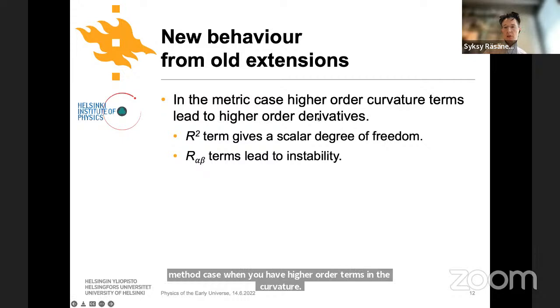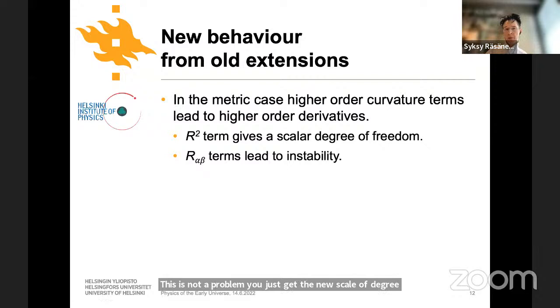For R squared or any function of the Ricci scalar, this is not a problem. You just get a new scalar degree of freedom that's healthy. This just means that you have to discuss Higgs inflation, arguably any inflationary model that starts with a scalar field, as a two-field inflationary model, because you necessarily also have the R squared. But if you include the square of the Ricci tensor, and again, it's generated, you have an instability, and then the question is how to deal with this instability.